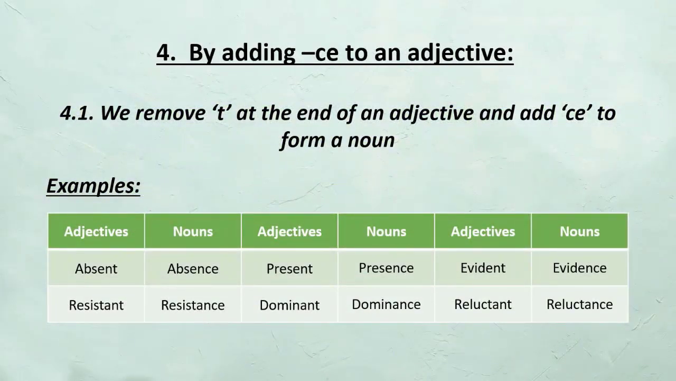You can see, students, the first adjective is absent, that becomes absence. We eliminated T here and replaced it with CE. Resistant becomes resistance, present becomes presence. You should all have to be present in school always. Dominant becomes dominance, evident becomes evidence, reluctant becomes reluctance.